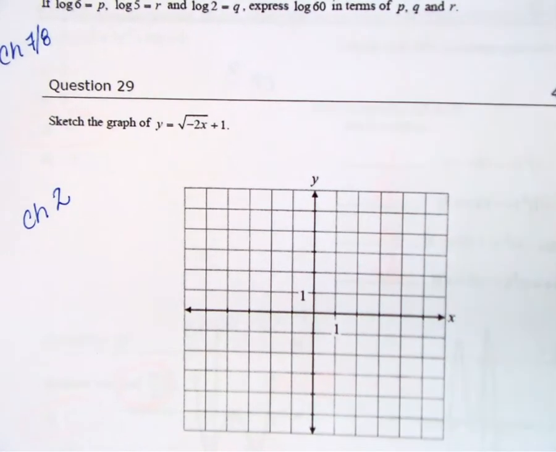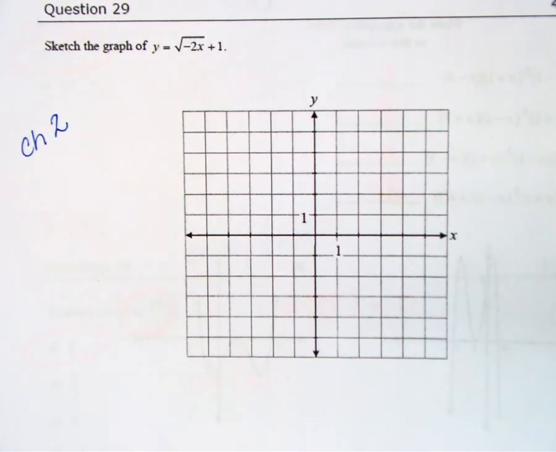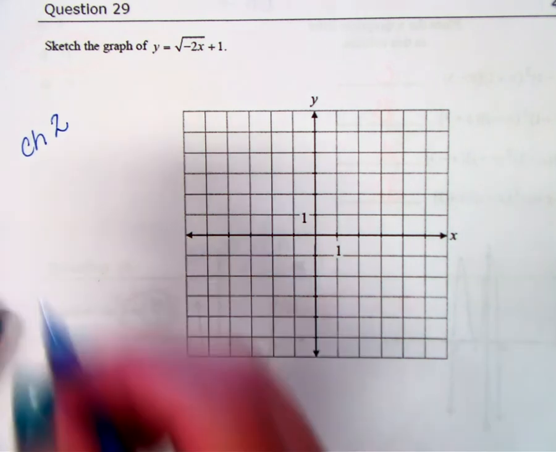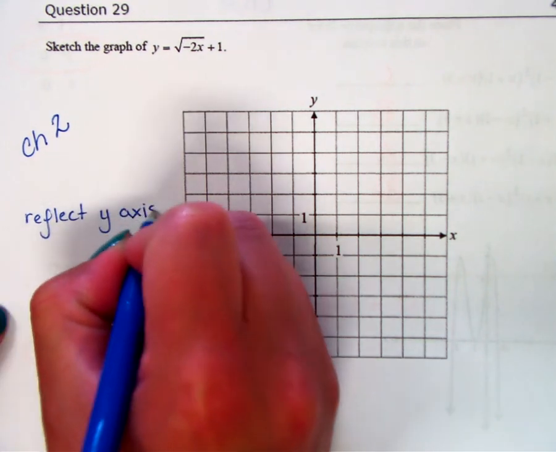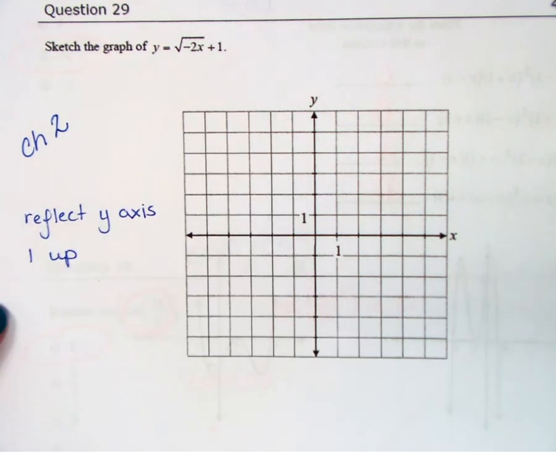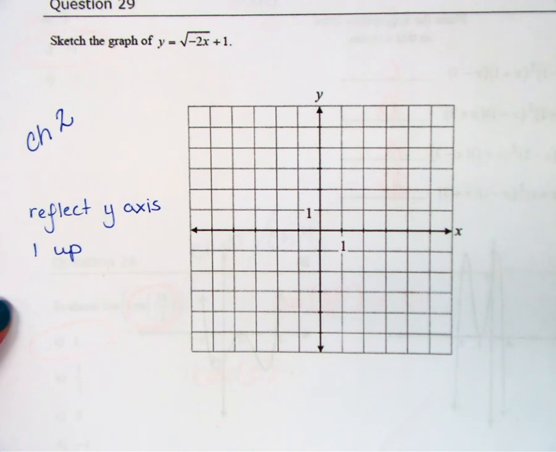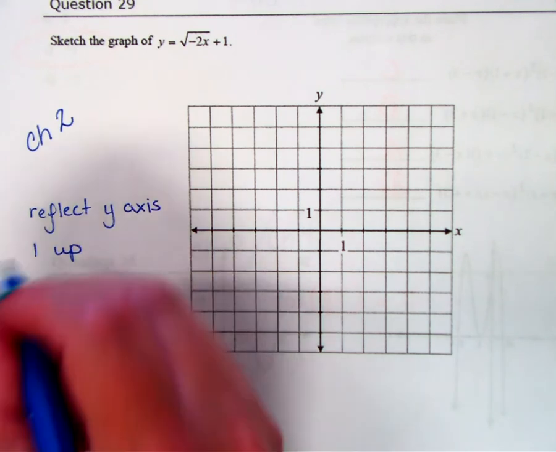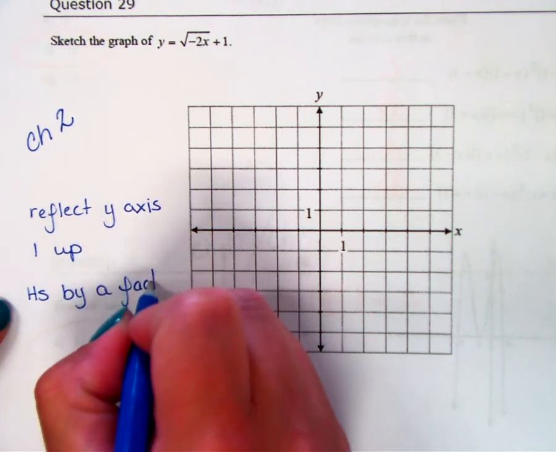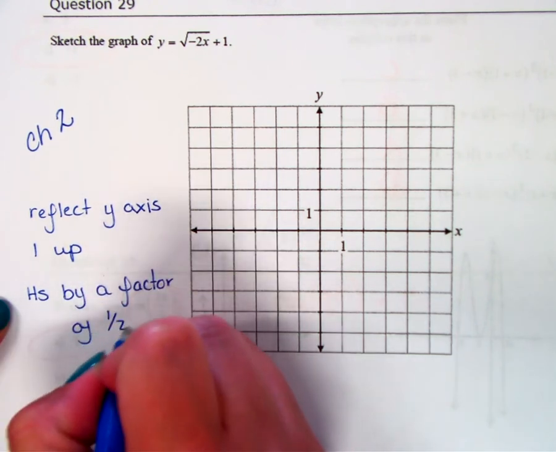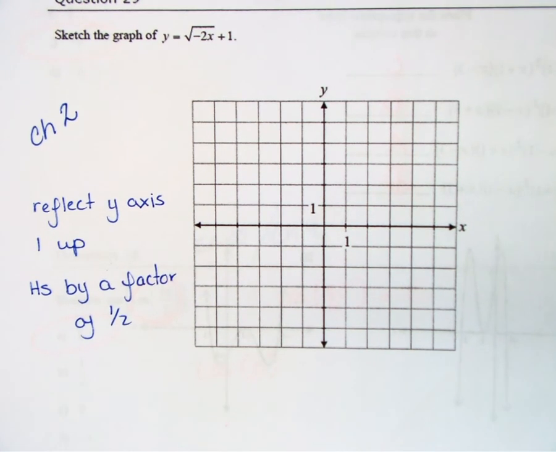Sketching the graph, the radical graph here. What transformations do I have? So we have a reflection in the y-axis, 1 unit up, and a horizontal stretch by a factor of 1/2.